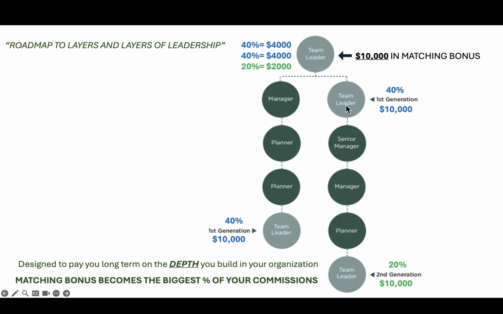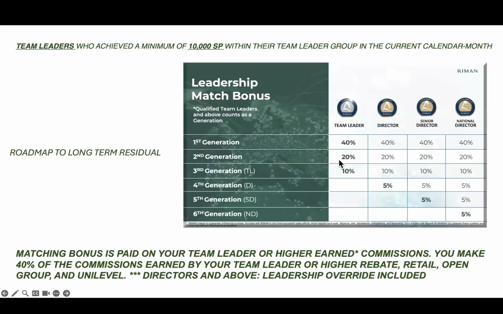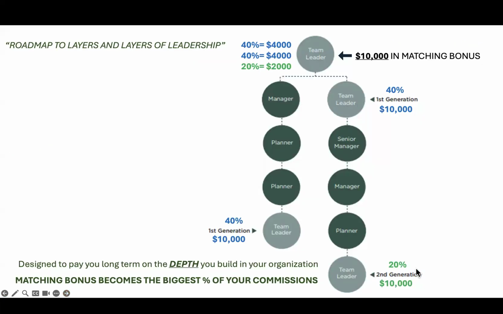Now, let's just say my team leader here promoted another team leader. To my team leader, that's his first generation, but to me, that's my second generation below my first guy, right? So this is my second generation. Same thing, if he generates 10,000 in income for my second generation, remember, on your second generation team leader you're getting 20%, right? So for my second generation, I'm getting a 20% matching, and 20% of 10 grand is $2,000. So I took home 10,000 in matching bonuses on top for the production of my team leaders. So this is how matching bonus works.